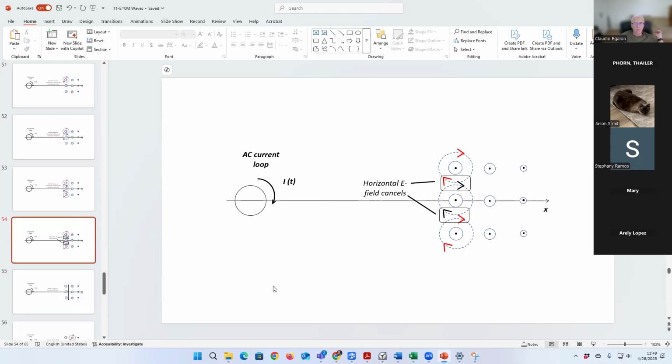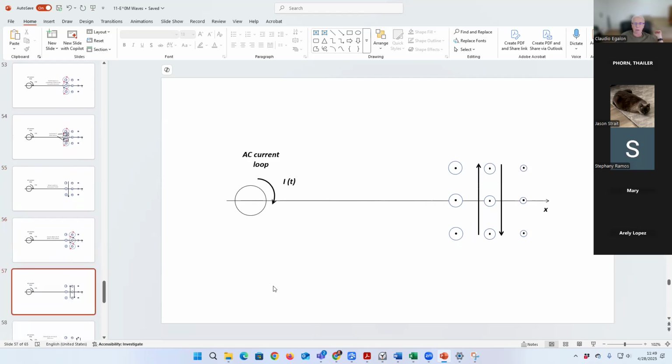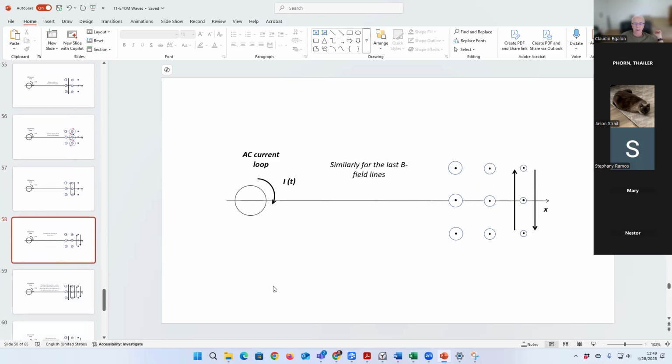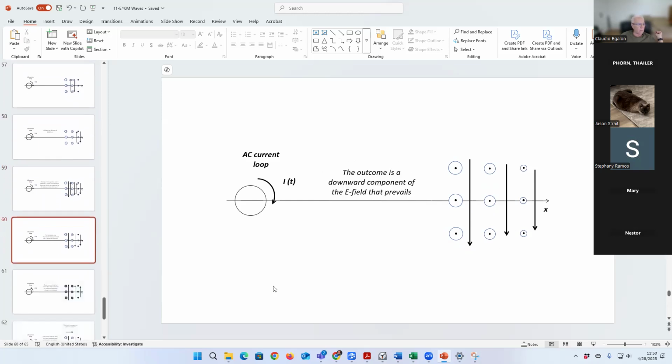And the result is going to be just a vertical electric field. Not between those two magnetic field lines, but between the other magnetic field lines as well. Okay? And so on. Putting it all together, notice that the E field also decreases from the left to the right due to the distance from the source, right? The outcome is going to be a downward component of the E field that prevails.